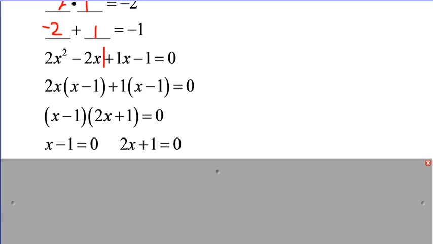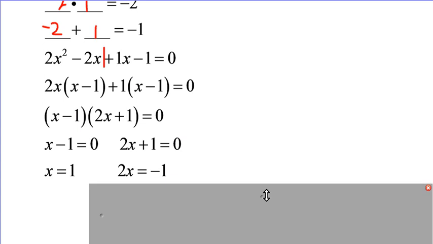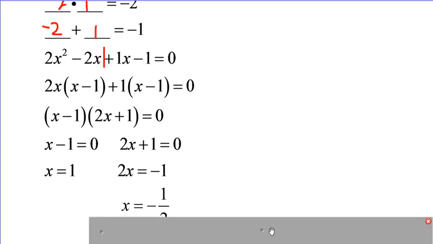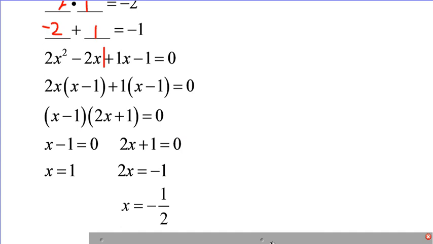So if we're working with x minus 1 equals 0, we could easily add 1 to solve for x. For our second factor, we have 2x plus 1 equals 0. Here we'd have to do 2 steps. We would need to subtract 1, so we have 2x equals -1. And then we would have to divide by 2, so our second answer would have to be x equals -1/2.